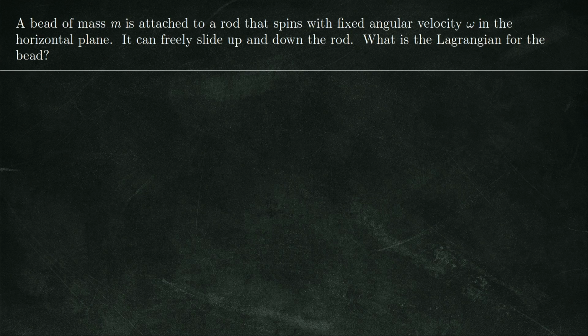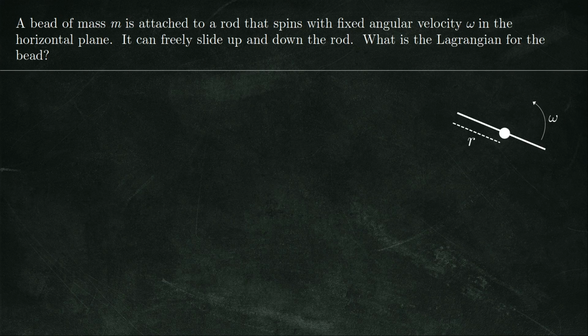The next example is a bead attached to a rod so that it can slide freely up and down the rod. And then this rod is spinning with a fixed angular velocity. You can see this in the diagram here. I would recommend pausing the video and having a go to write down the Lagrangian yourself, and then come back to the video and I'll go through how to get the Lagrangian.